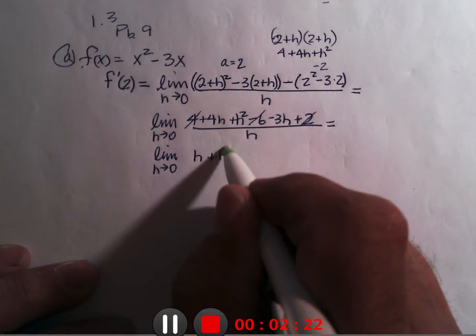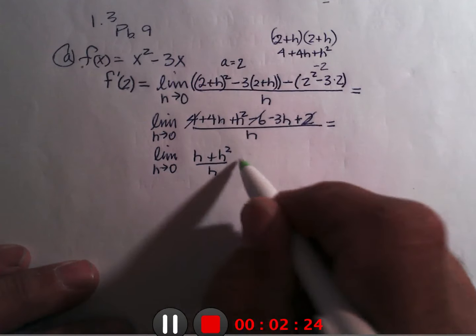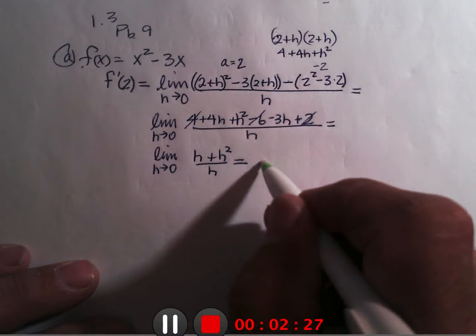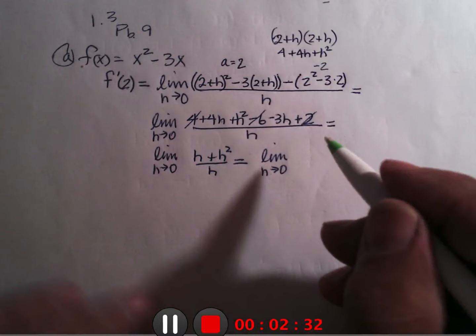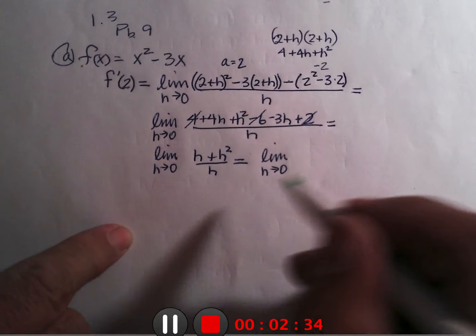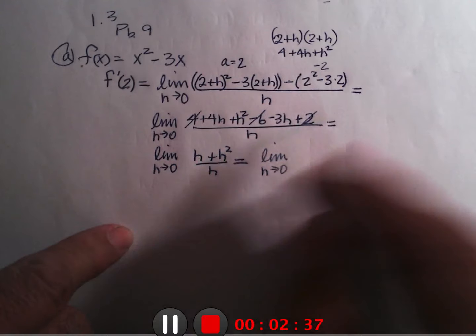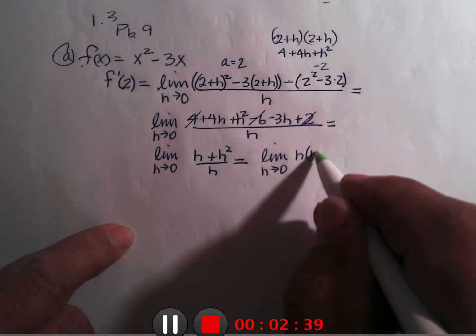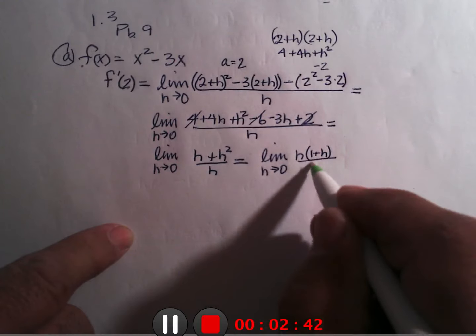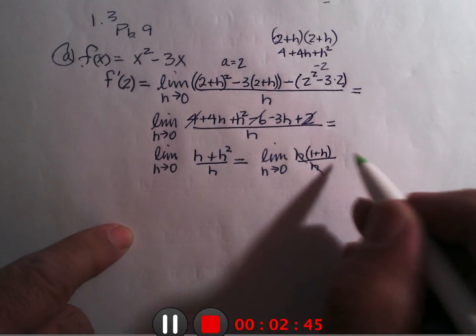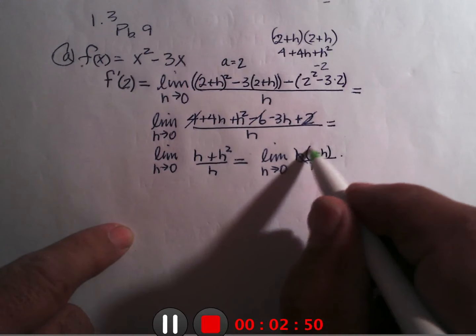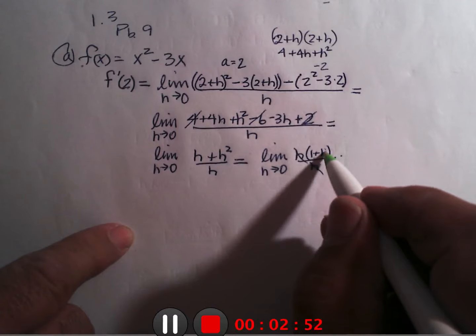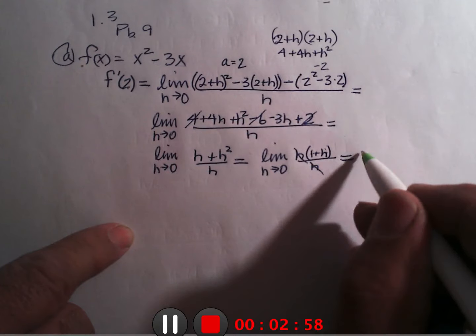over h. And h factors out, so I'm going to have the limit as h approaches 0. I haven't tried to figure out what's going to happen when h goes to 0 yet, so I've got to keep writing that limit. Factor an h out, and I get h times 1 plus h over h. And these h's will cancel, and as h gets closer and closer to 0, 1 plus a really small number is approximately 1. There's A.